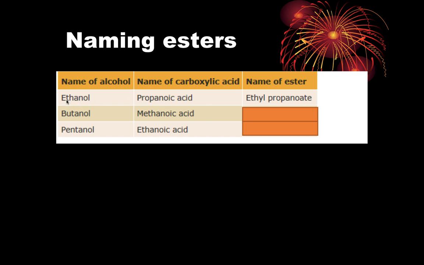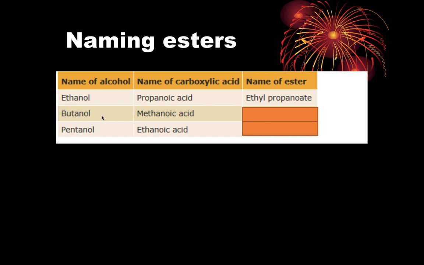So if you have ethanol and you're going to combine it with propanoic acid, the alcohol group goes first, so it becomes ethyl. Drop the OL part off because it's not an alcohol anymore, it's an ester. It becomes ethyl propanoate. What do you think about this one?